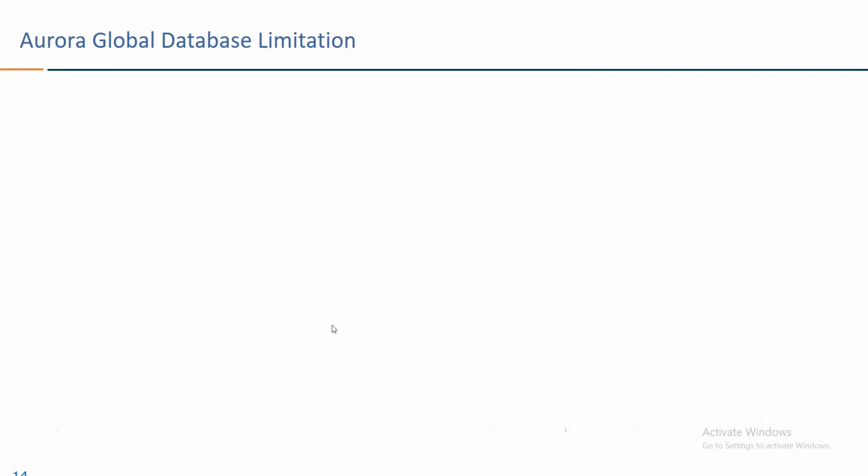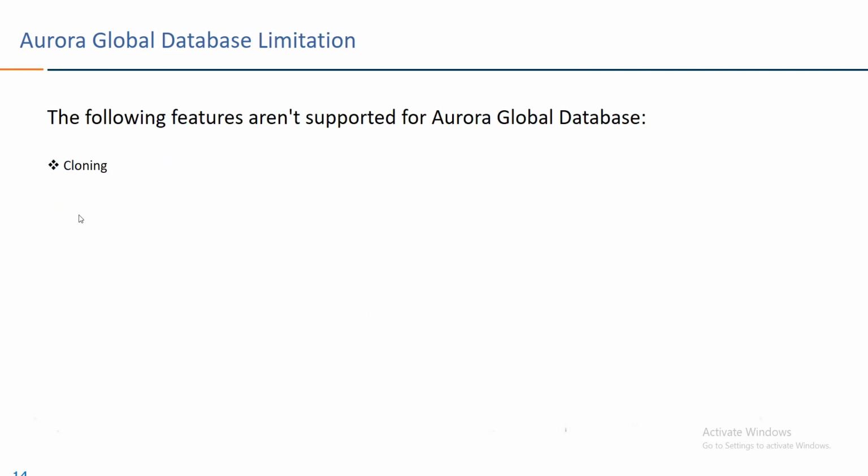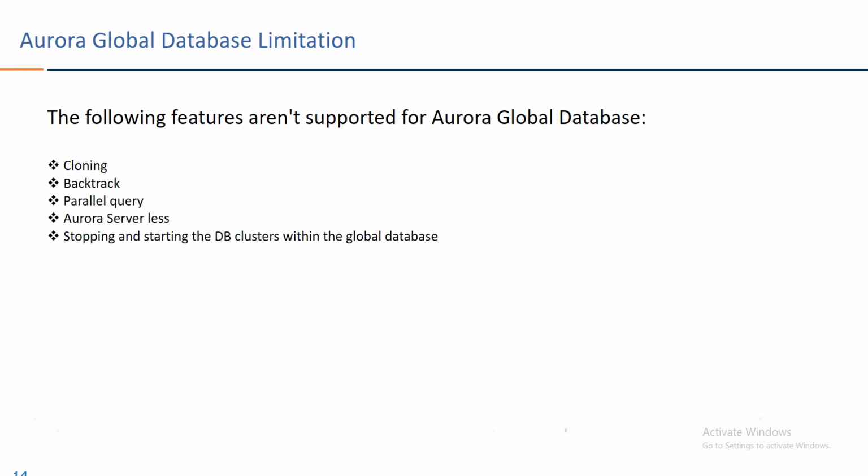So there are some limitations you need to know. Cloning is not possible, backtracking is not possible, parallel query and Aurora Serverless are not possible, and stopping and starting the DB cluster within the global database is not possible. Backtracking means that if the database is global, you cannot backtrack to a previous time, up to 72 hours. You can't. Parallel query is a feature that will not work. Aurora Serverless: you can launch Aurora Serverless, but you can't migrate into serverless if you convert your database to global. Stopping and starting the DB cluster, you can't do it. You can't stop it. I have tried. You can try it.